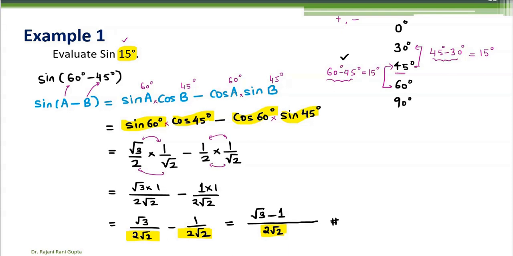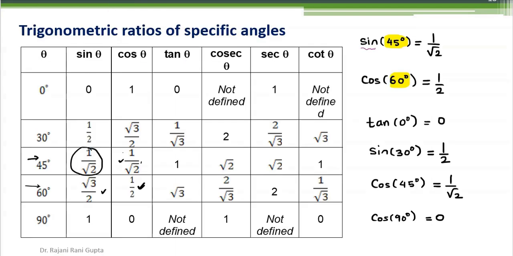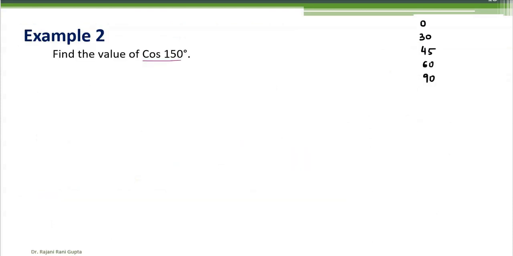Okay, so let's do another question. Here you have to find cos of 150 degree. Again, if you look at the table, you don't have 150 degree here. So you have to make use of these standard angles to get 150 degree. As 150 degree is more than 90, here you need to add more than one angle. So let's check 90 plus 60, what you get. 90 plus 60, yes, it's giving you 150.